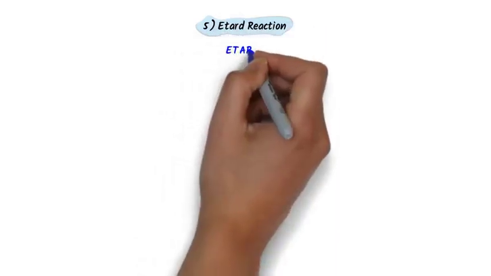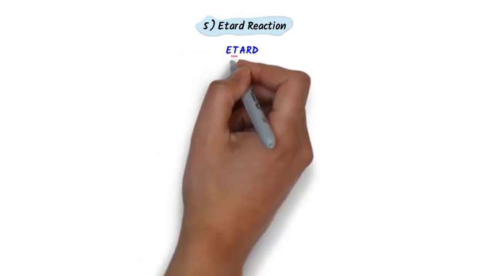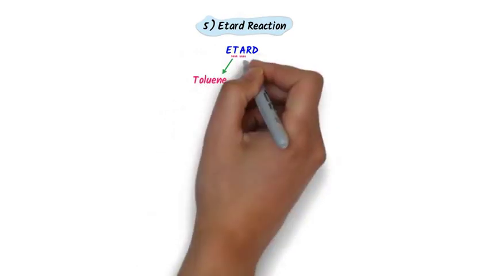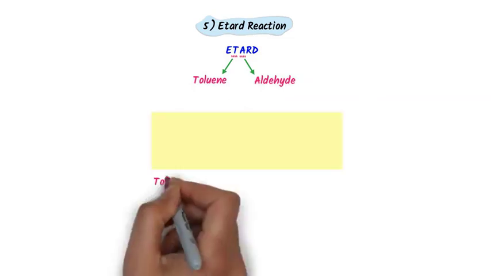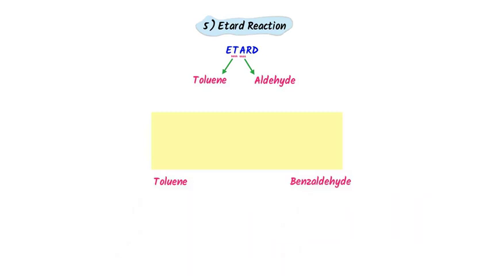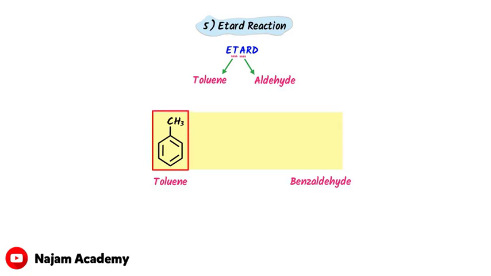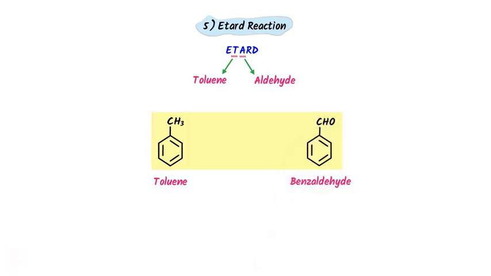Now we will learn the fifth reaction, the Etard reaction. Well, in the word Etard, this T reminds me of toluene, and this A reminds me of aldehyde. I mean, in the Etard reaction, we convert toluene to aldehyde. We know that in toluene, CH3 is bonded to a benzene ring. Secondly, I take this benzene ring and attach CHO to it, so it is benzaldehyde.